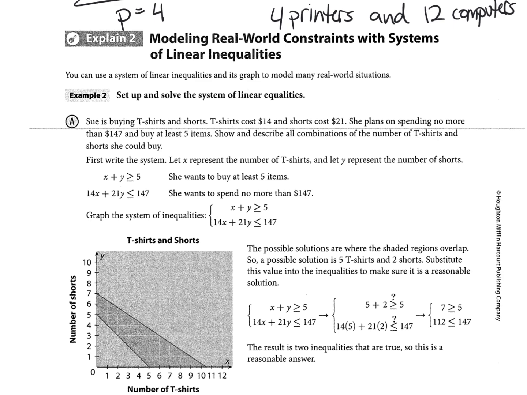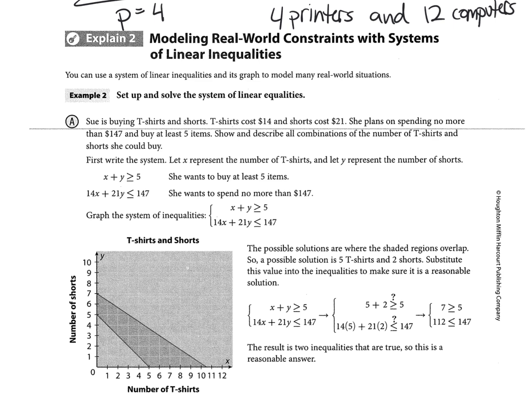It says Sue is buying t-shirts and shorts. T-shirts cost $14 and shorts cost $21. She plans on spending no more than $147. So that's where that less than or equal to piece comes in. No more than. And at least 5 items. So more than or equal to 5.